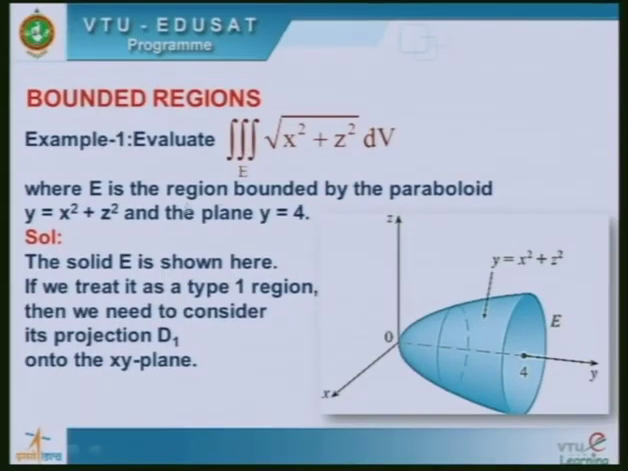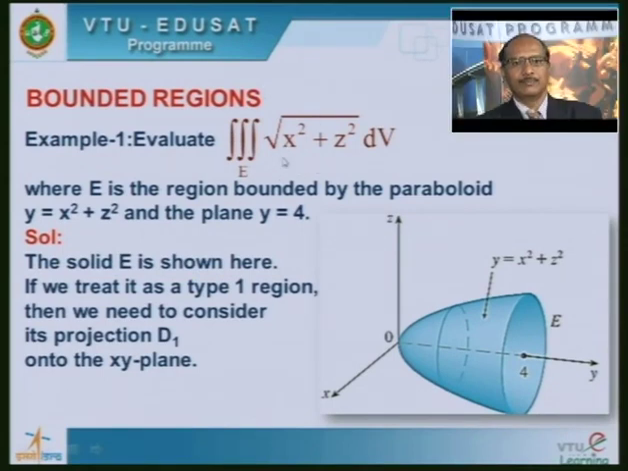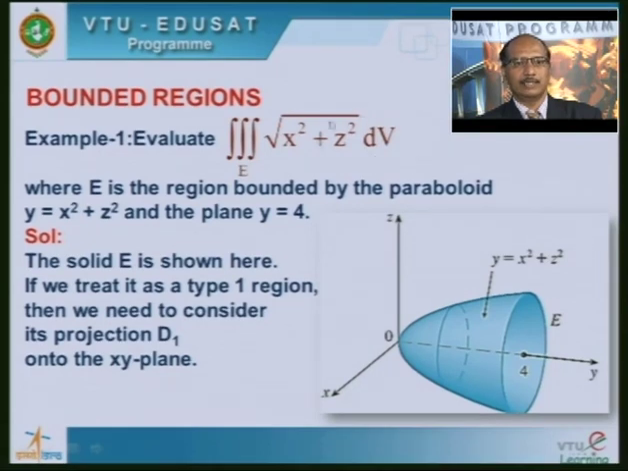Now, this is one example. We can explain which reason we have to consider, which type we have to consider, by this example. It is simply to evaluate the triple integral over E of f(x, y, z), which is given as square root of x square plus z square, into dV. dV is just dx dy dz.